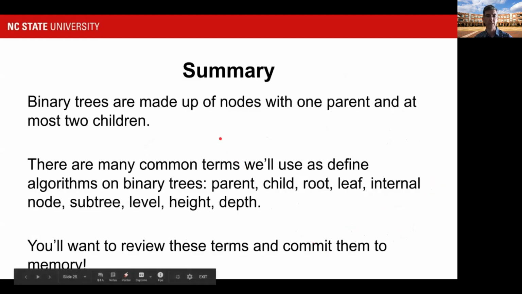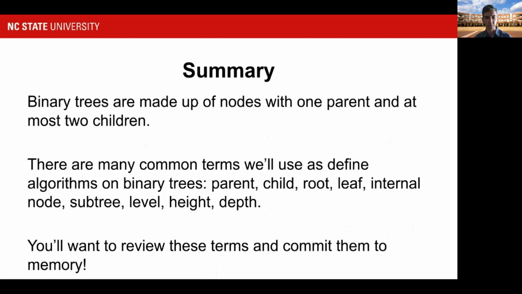Okay, so in summary, binary trees are made up of nodes with one parent and at most 2 children. There are many common terms we're going to use as we talk about algorithms on binary trees, like parent, child, root, leaf, internal node, subtree, level, height, depth. It's important to know these terms. A lot of them make intuitive sense, and you probably already know them. But some of them, their meaning is important, and we're going to use it a lot. So you're going to want to review these terms and make sure you really internalize them, so you know what we're talking about and what we mean when we discuss some aspect of trees. So you want to review them and commit them to memory.